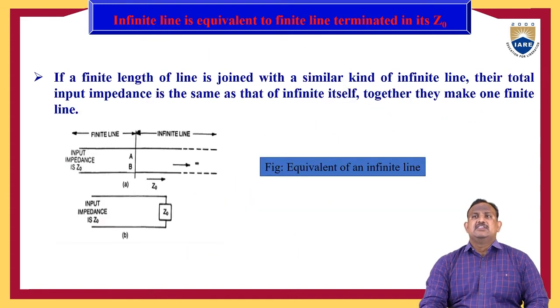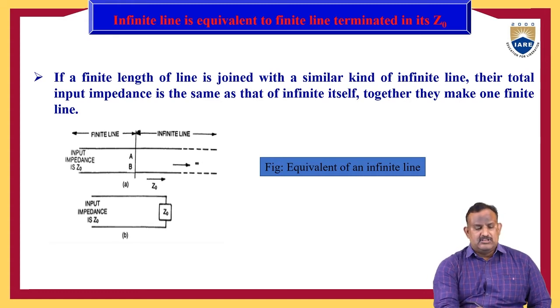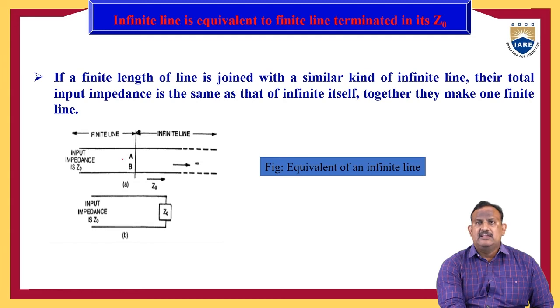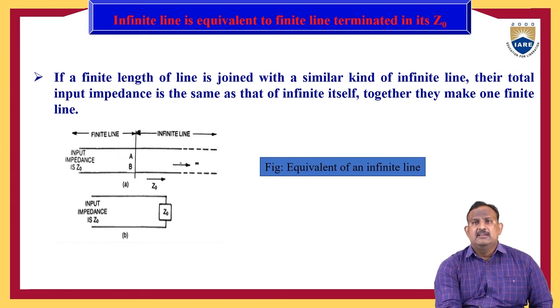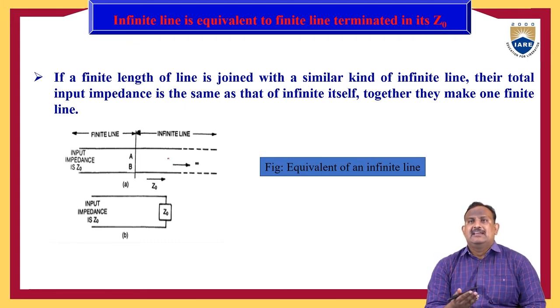An infinite line is equivalent to a finite line terminated with an impedance Z0. Here the first one is a finite line, and the finite line is connected to the infinite line. When a finite line is connected to an infinite line, it behaves just like the infinite line. If a finite length of line is joined with a similar kind of infinite line, the total input impedance is the same as that of the infinite line itself.